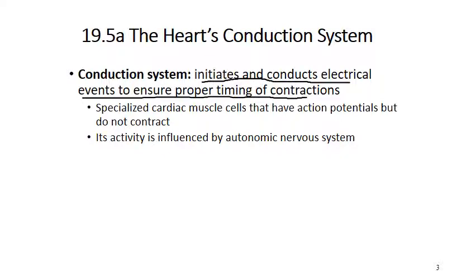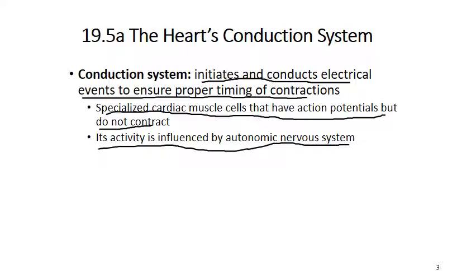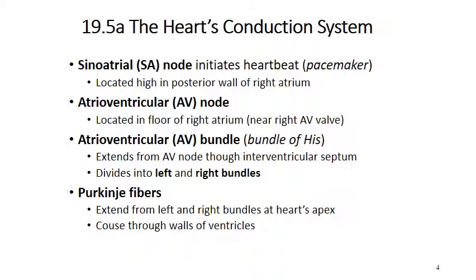So remember that our heart needs to be contracting in time or in rhythm with each other. So there's specialized cardiac muscle cells that have action potentials but do not contract, and its activity is influenced by the autonomic nervous system. So also we can think of it as the automatic, the one that we're not necessarily thinking about. So here are some of the conduction systems that we have.